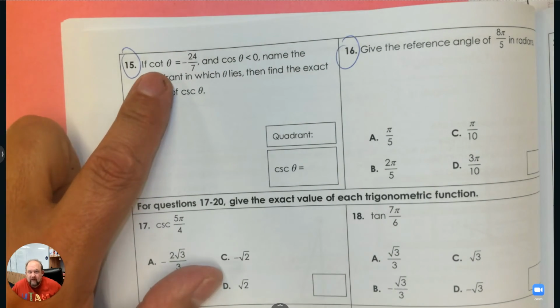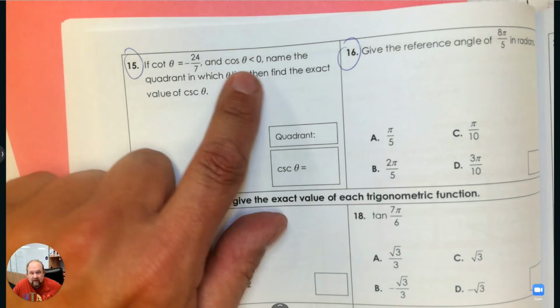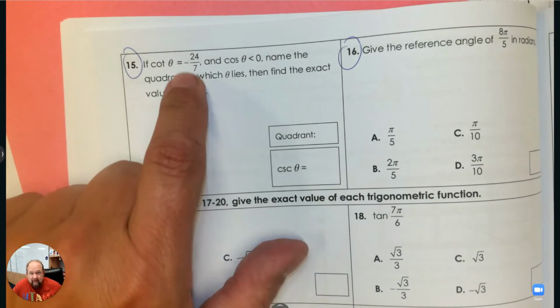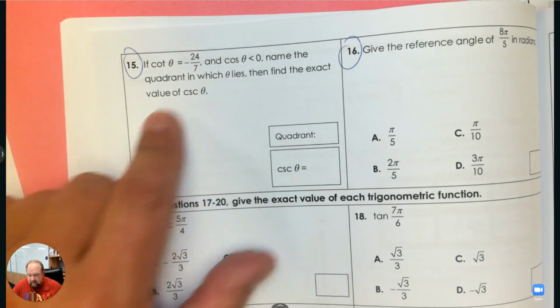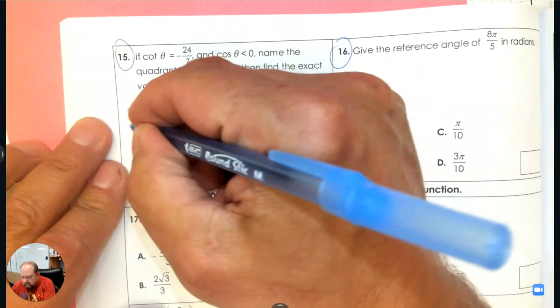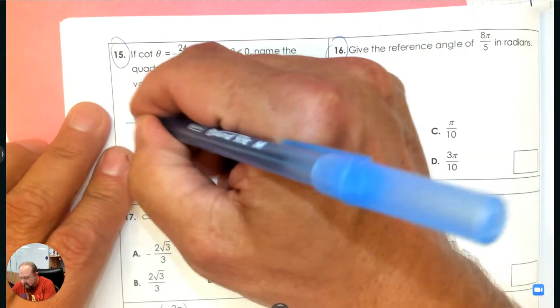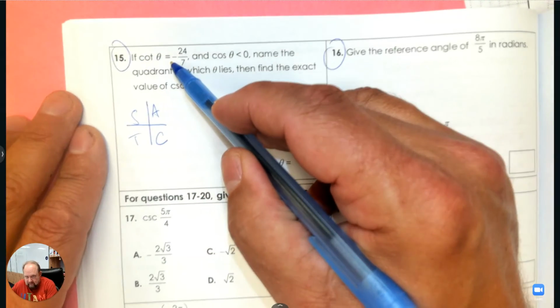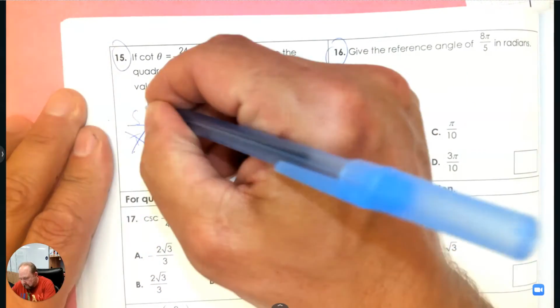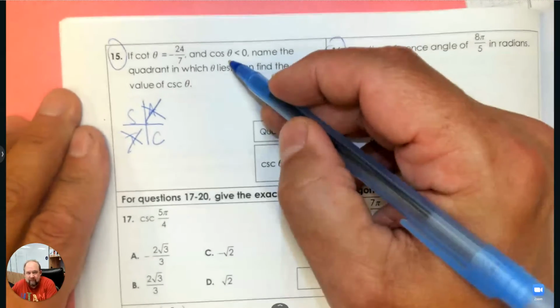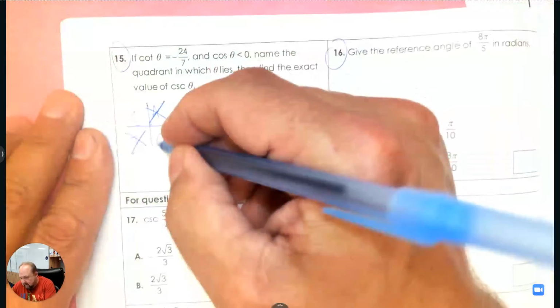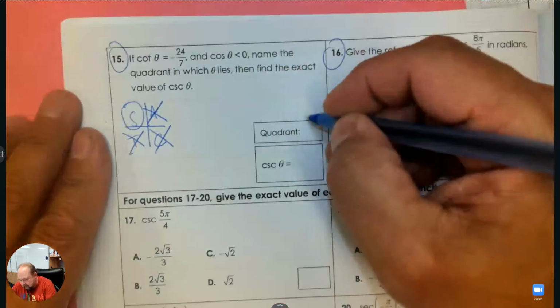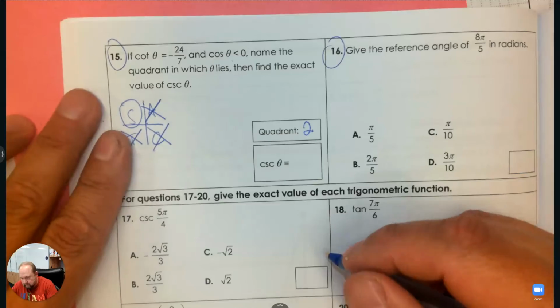Number 15, cotangent theta is negative and cosine is negative. Name the quadrant and then find the exact value of cosecant. So we're going to draw that all students take calculus. If cotangent's negative, that means I cross out where it's positive. If cosine is negative, then I cross out where it's positive and I'm left with this. This is quadrant number 2.